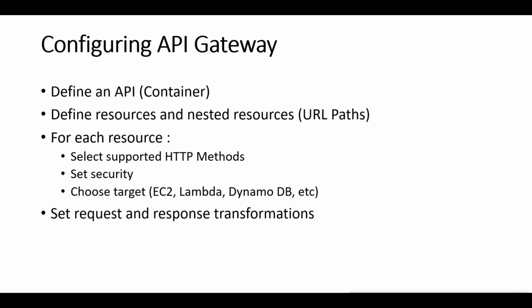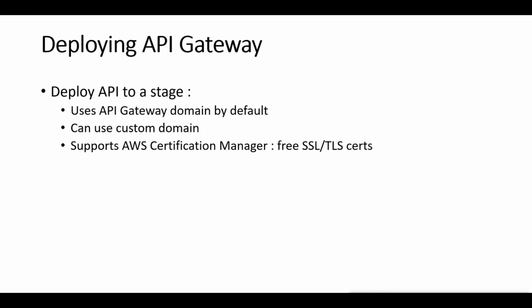So how do you configure your API gateway? You need to first define an API container. Then you need to define the resources and nested resources, that is the URL paths. For each resource, you need to select supported HTTP methods like get, post. Set the security. Choose the target endpoints, which might be Lambda, which might be EC2, which might be DynamoDB, which might be any other AWS resources or services. Set requests and response transformations.